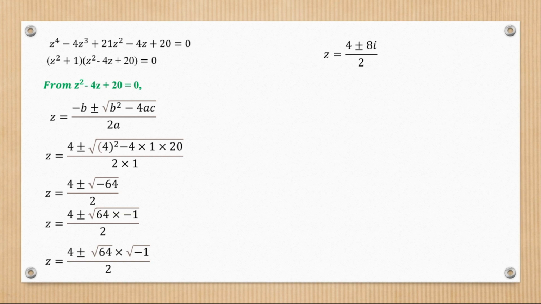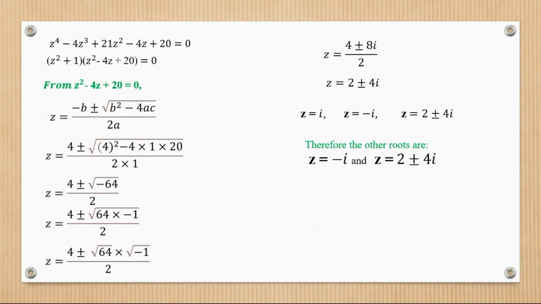So when we split the denominator to the two different numerators, we have it simplified as that, because 4 divided by 2 is 2 and 8 divided by 2 is 4. So these are the roots that we actually find. So we know z is equal to i, z is equal to negative i, and also z is equal to 2 plus 4i or 2 minus 4i. So those are our roots.